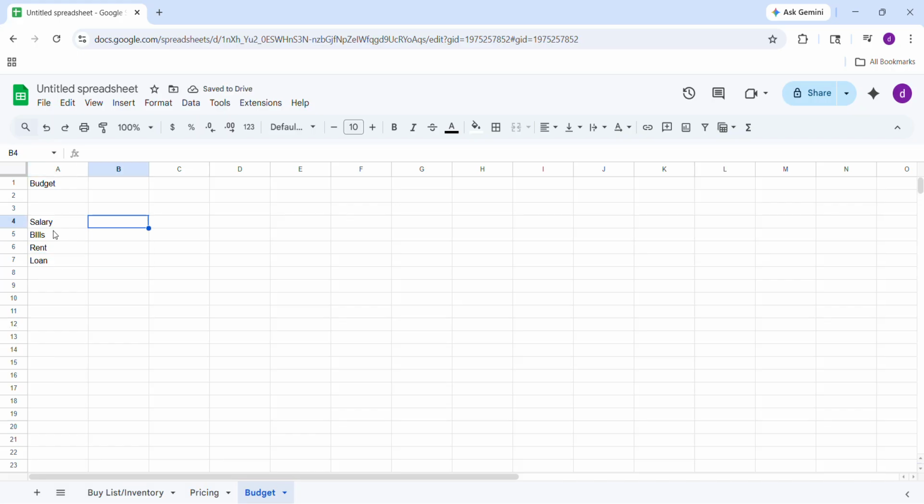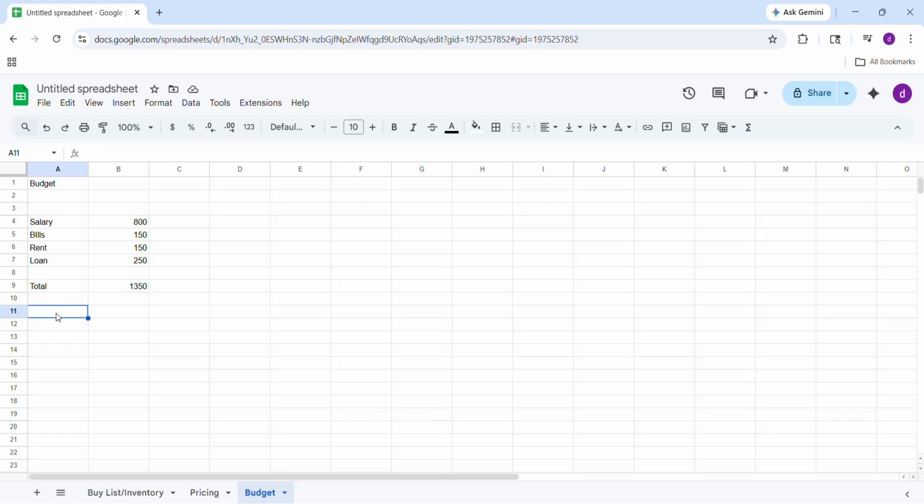So we'll just say I have my employees, it costs $800. My standard bills are like $150. My rent is $150, and we'll just say I owe $250 in loans per day. So for the total, use equal sum and drag that down. This will get us the sum total of that. So $1,350 is my bills for the day. Now this is what I owe every day to keep the store running.